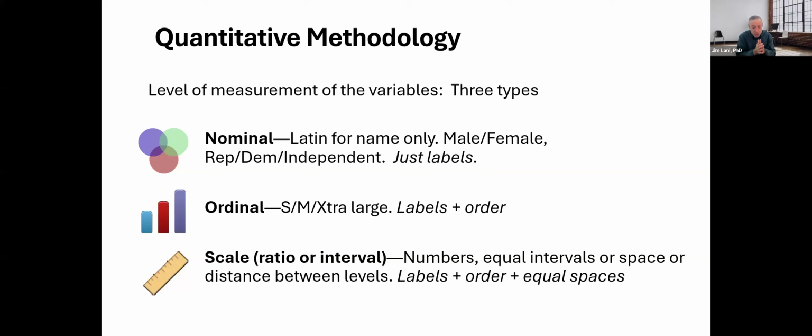Okay. Pearson correlation, you have to have two scale level variables. You cannot have ordinal, you cannot have nominal. You need two scales. So different tests have different requirements and assumptions, but different requirements for the level of measurement. That's why it's key.